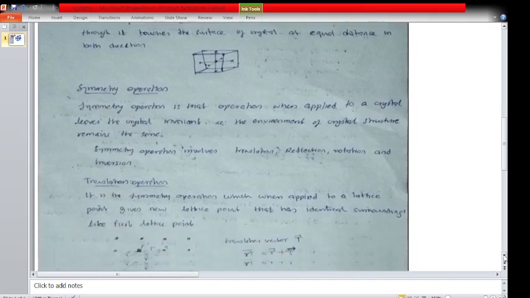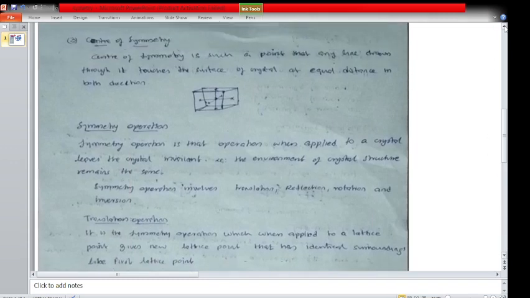Okay, so that's about the symmetry axis. If you consider an n-fold axis in general, and you consider a crystal structure which repeats its original form after every rotation of 360 degrees by n, 360 by n angle, then it is called an n-fold axis.